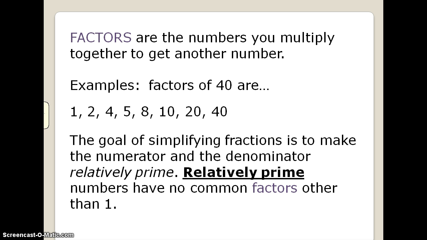The goal of simplifying fractions is to make the numerator and denominator relatively prime. And relatively prime means that those numbers have no common factors other than 1. Relatively prime means a fraction is simplified as far as possible. There's nothing that both numbers can be divided by that's the same.